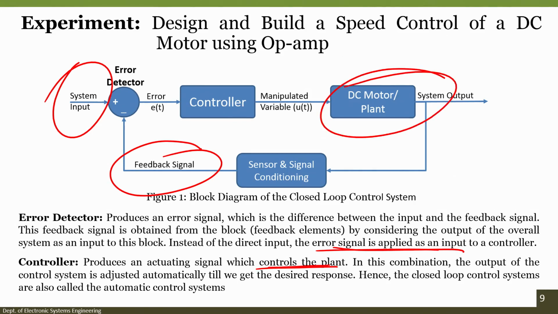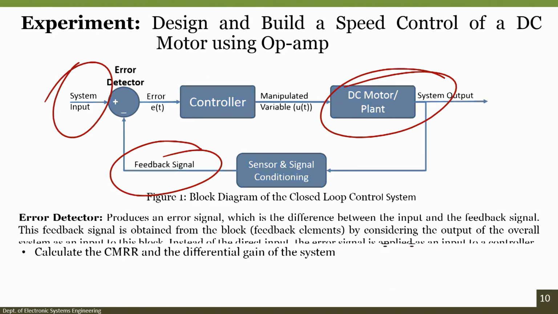The plant or DC motor, that is one and the same thing. In this combination, the output of the control system is adjusted automatically until we get the desired response. Hence, closed loop control systems are also called automatic control systems. So, this is a closed loop control system.